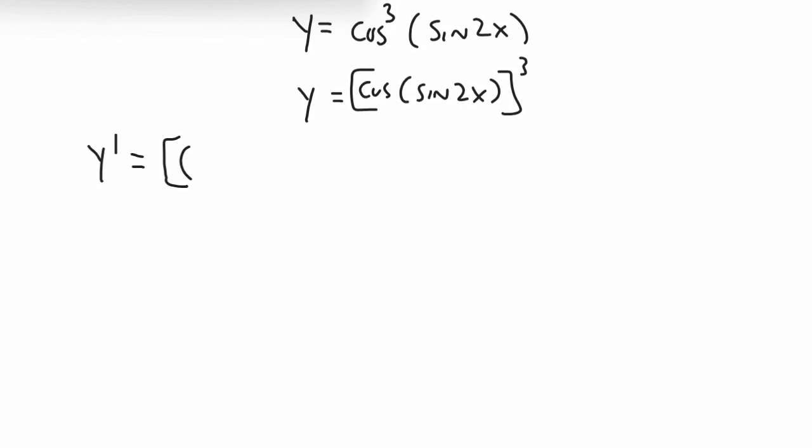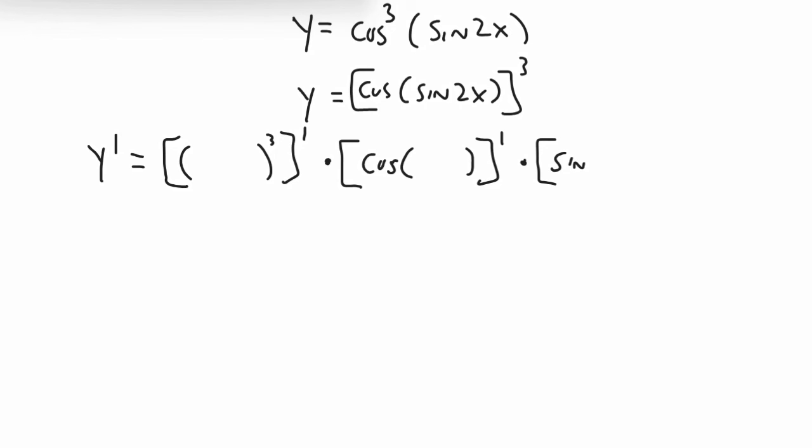so we got the outer function, which is something raised to the third power, the derivative of that, times, we're working our way in, so the next one's going to be cosine. So derivative of cosine times the next function inside's the sine, sine parentheses, okay, derivative of that, and then finally the derivative of 2x.